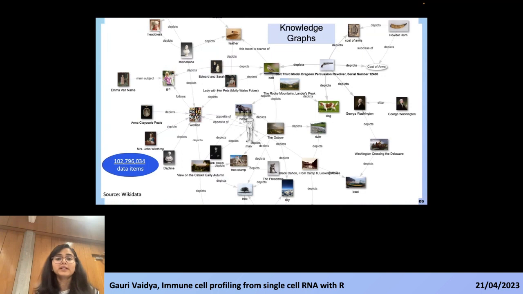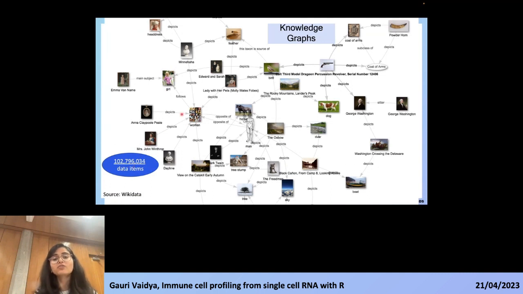So, what exactly are knowledge graphs? Just to get started, a knowledge graph is the collection of the entities and the contextual connectedness between them. As you can see on the screen, this is a very famous example, the Wikidata that we see on the internet. It is the collection of around 102,796,034 data items.